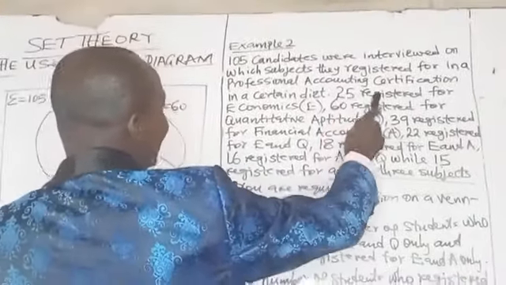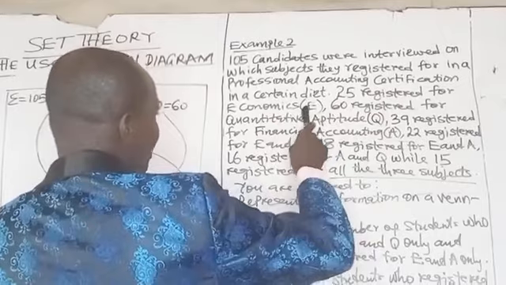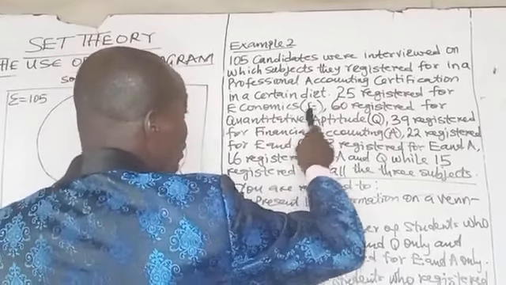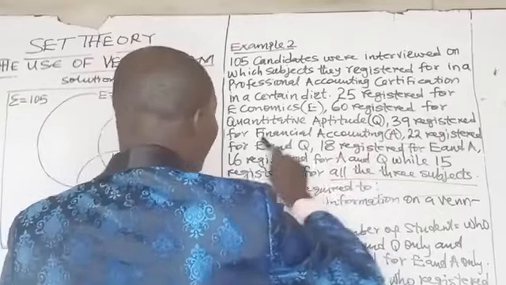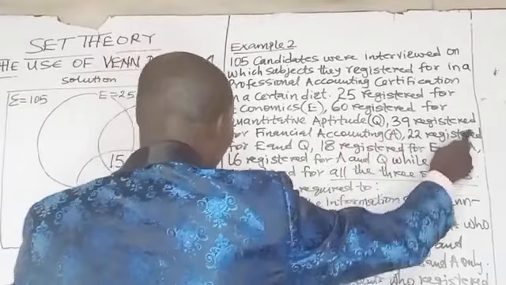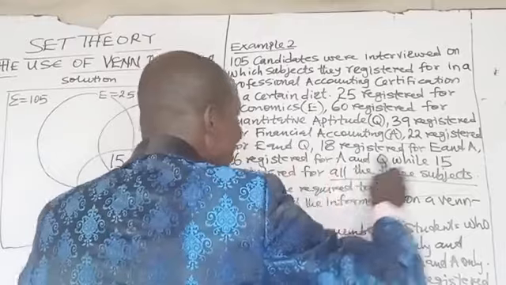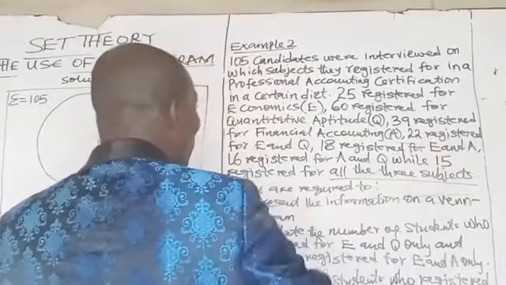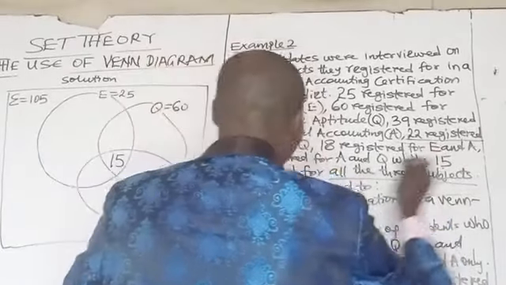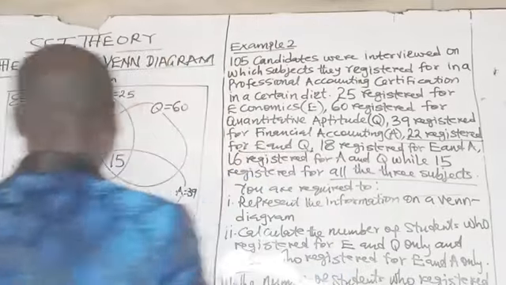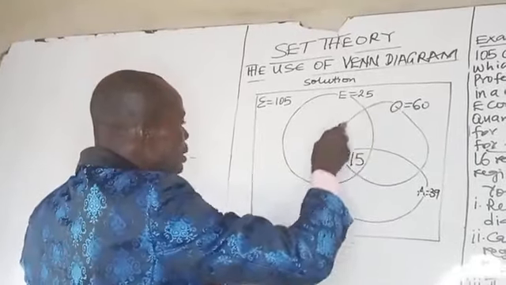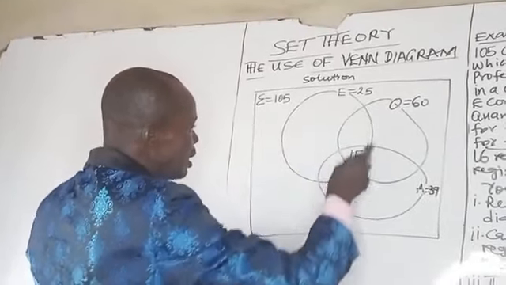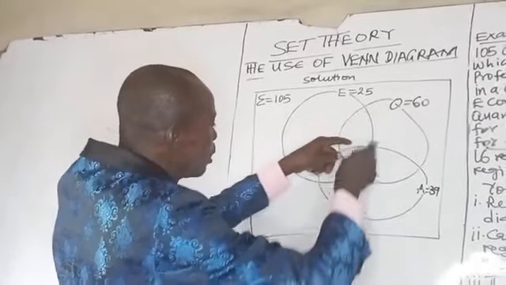25 registered for economics. This is economics only. 60 registered for quantitative aptitude. 39 registered for financial accounting. 22 registered for E and Q. This is E. This is Q. So the meeting point of the two circles is this. And this 15 is inclusive.